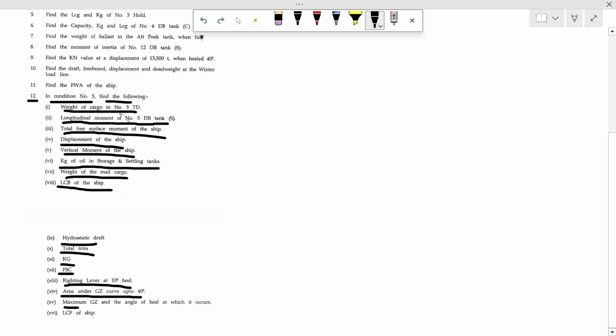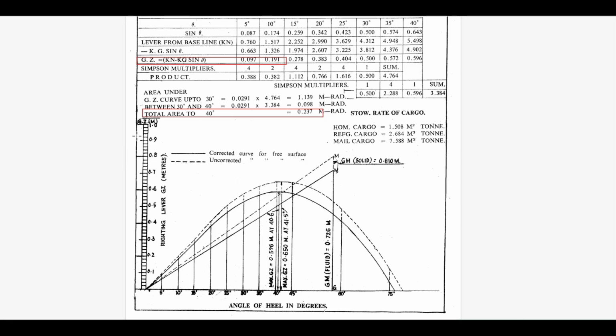Then we have to find maximum GZ and the angle of heel at which it occurs. To find maximum GZ they have given this graph. On the y-axis they have given GZ and on the x-axis they have mentioned angle of heel in degrees. So the maximum GZ is given here, and the maximum value for GZ is 0.650 meters. And they have also given the angle of heel, that is 41.5 degrees. So at 41.5 degrees the GZ will be maximum and the value of GZ will be 0.650 meters.